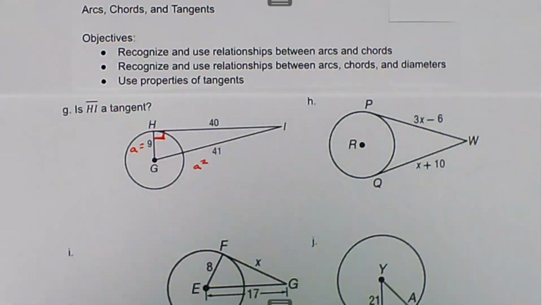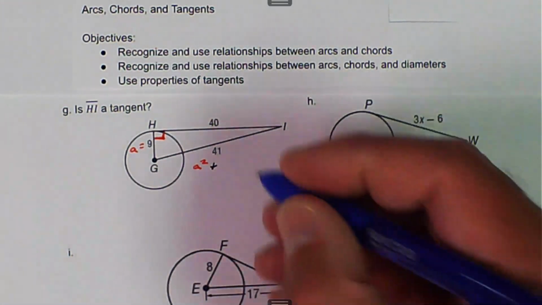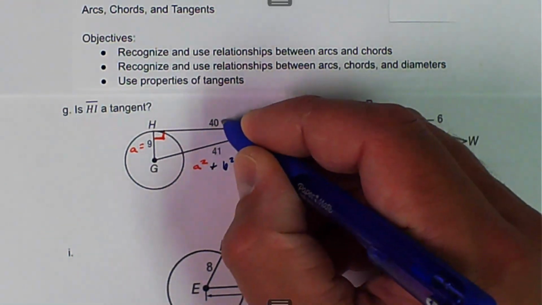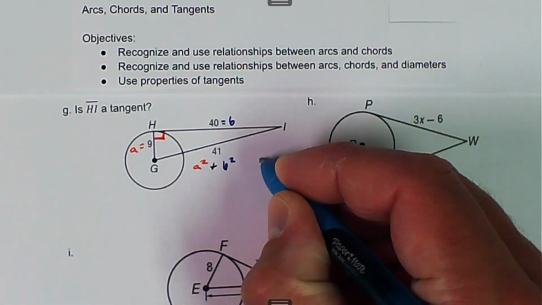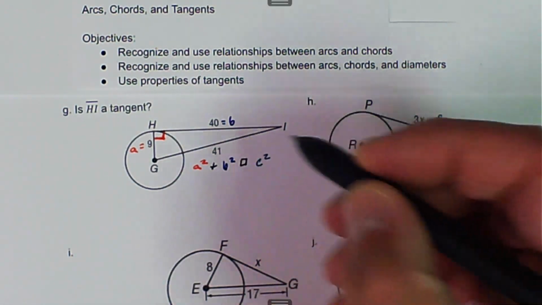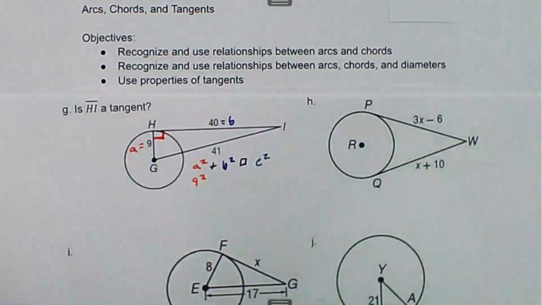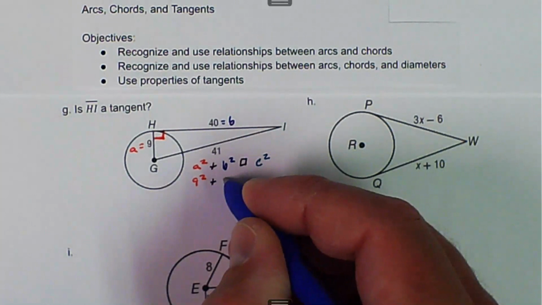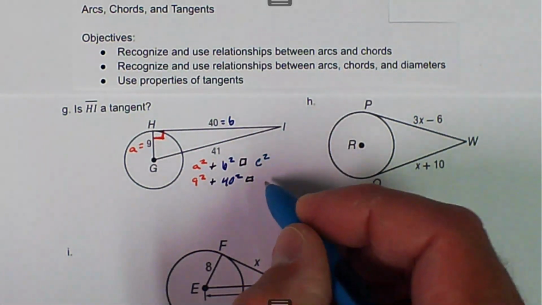So a squared plus b squared, and b would be 40, equals c squared. We're not saying that it is equal, but we want to check if it's equal. So I'm just going to put a box right there. In this case, a is 9, so that's 9 squared plus b, which is 40 squared. We still have the box right here. And c squared is 41.